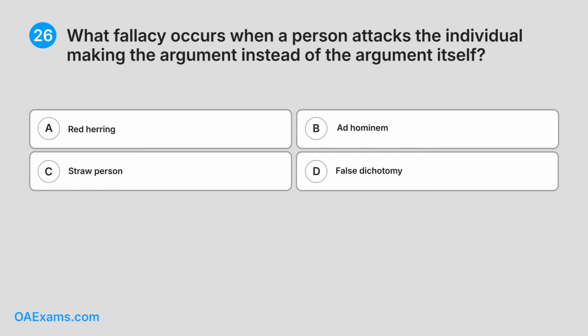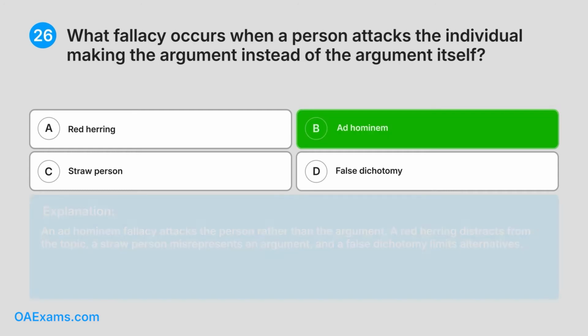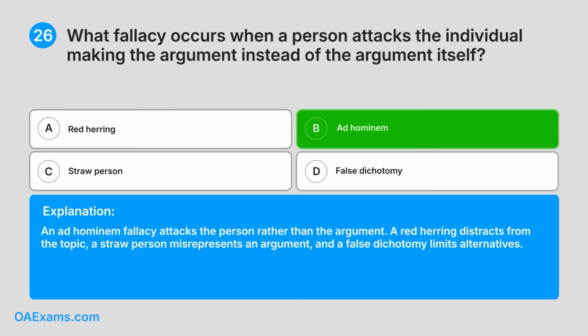Correct answer. B. Ad hominem. Explanation. An ad hominem fallacy attacks the person rather than the argument. A red herring distracts from the topic. A straw person misrepresents an argument. And a false dichotomy limits alternatives.